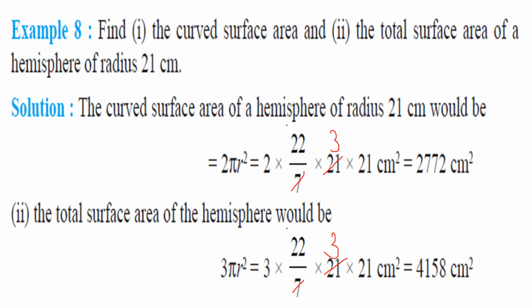Then what are the numbers left here? 3 into 22 into 3 into 21. Multiply all these 4 numbers. Can you do that part, my children? Right. Then after multiplying these 4 numbers, what will you get? 4158 centimeters square. Understood this solution, my dear children?